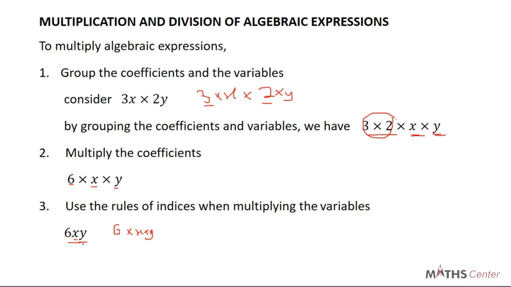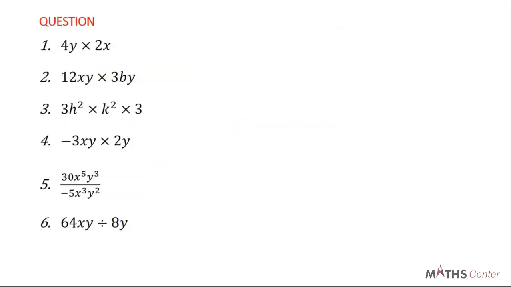So let's take some examples on this and become conversant with it. The question says that we should multiply or divide the following expressions. Where there is multiplication, we are going to do that, and where there is division, we are going to do that. So we begin with the first one.